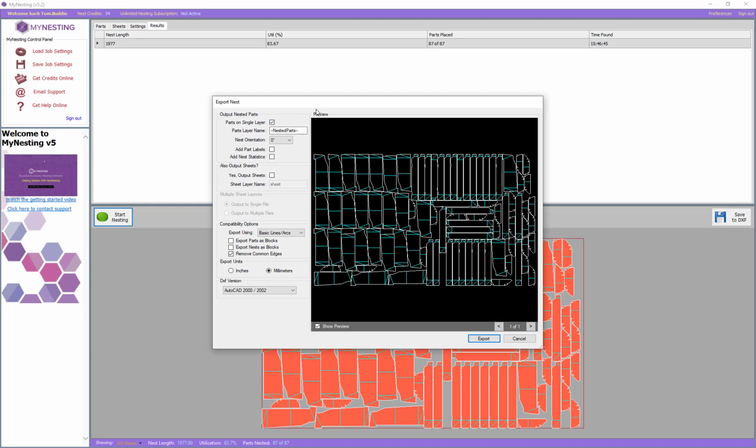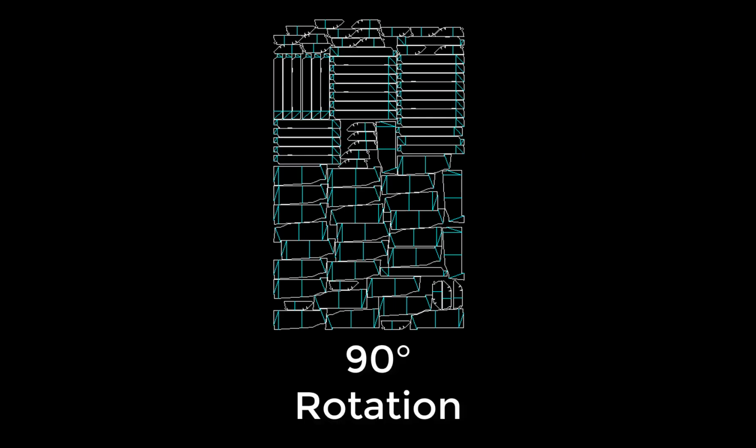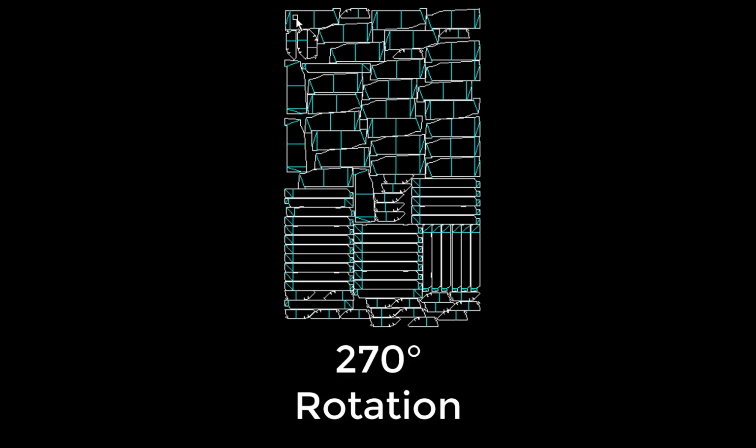Some CAM software requires nests to be orientated in a specific manner. We are able to do this with our nest orientation setting. We can set to 0, 90, 180, and 270 degree rotations.